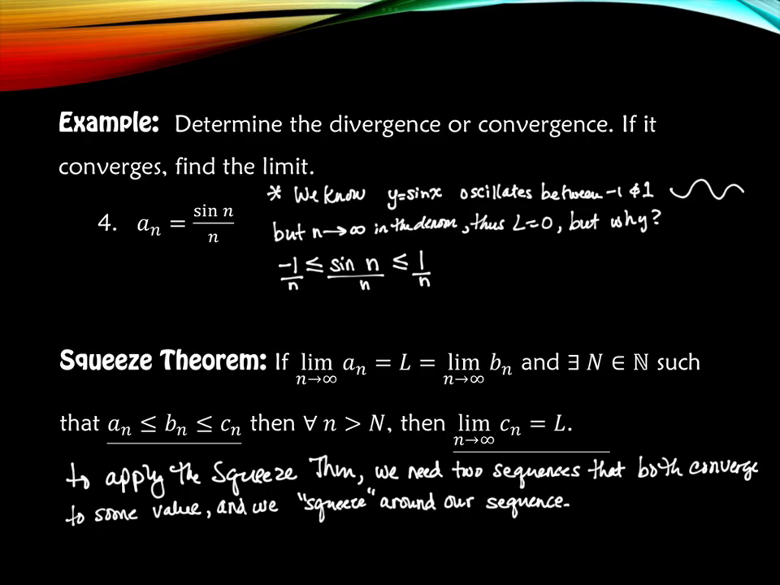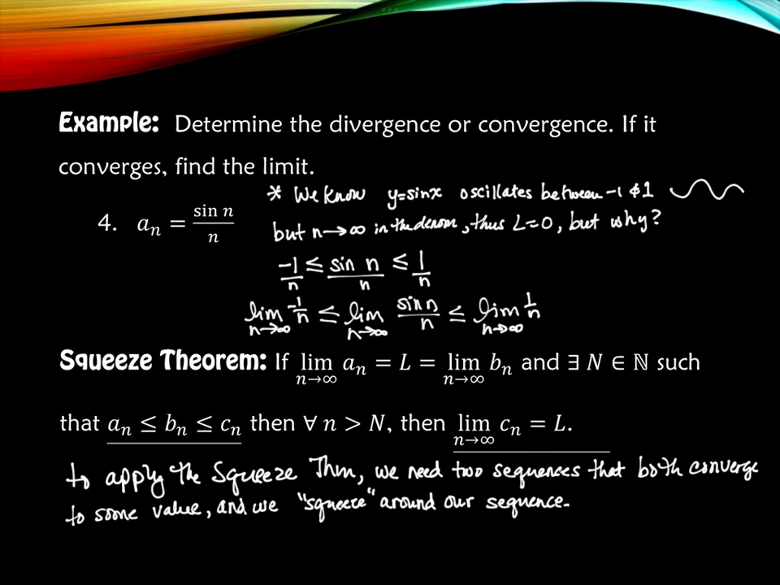And then what I'm going to do is put the limit in front of each of them. So the limit from -1 over n as n goes to infinity will be less than or equal to the limit as n goes to infinity of sine n over n, which will be less than or equal to the limit as n goes to infinity of 1 over n. These limits are all going to be in the same order. I haven't adjusted the order. I'm taking the limit of each of the values.